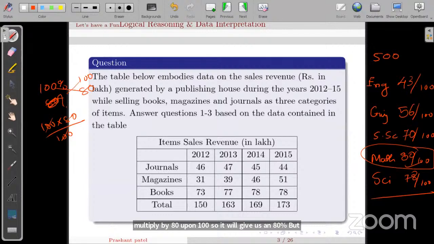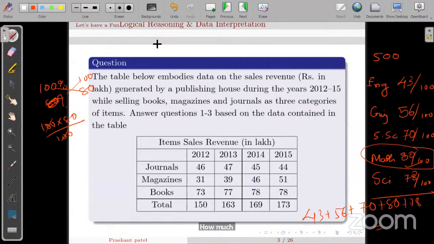But now you have to calculate how much percentage you got overall in the examination. So first of all you have to make a sum of this. Can somebody calculate the sum? You need to do 43 plus 56 plus 70 plus 80 plus 78. How much? 655. Okay. Varun is saying 327. 655 is not possible because we have taken 500 total. 324. Okay. 327. Is it correct, Varun?